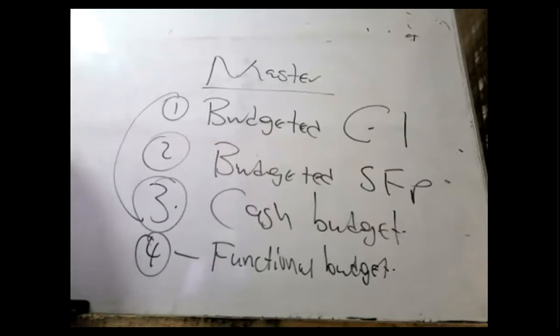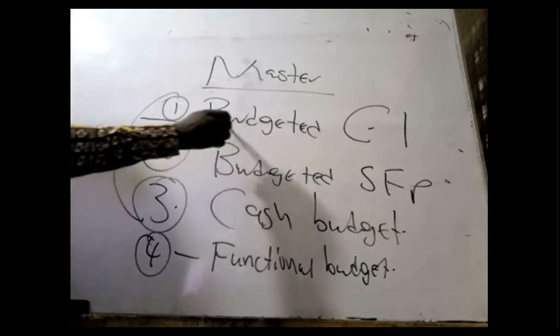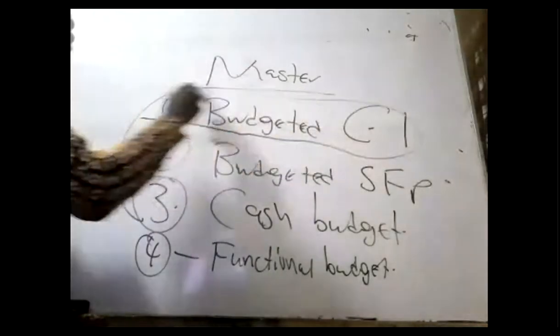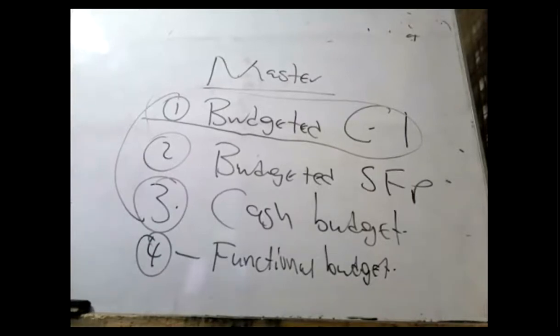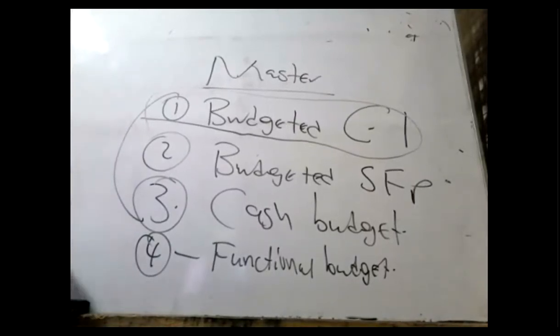So this question is about only the income statement. So let's look at the income statement to open our master budget question solving. How do we get this? This question will just enlighten us on master budget question solving. So let's start.